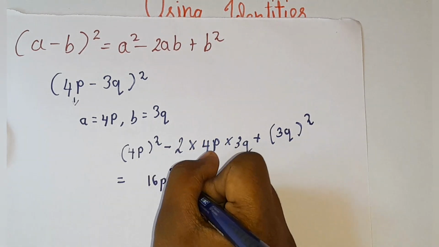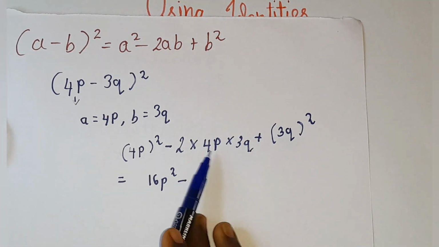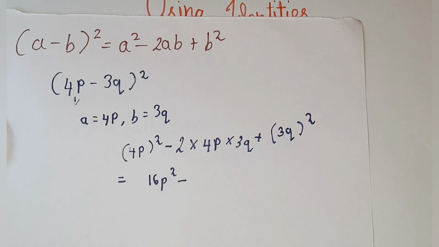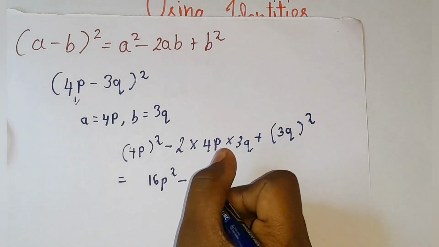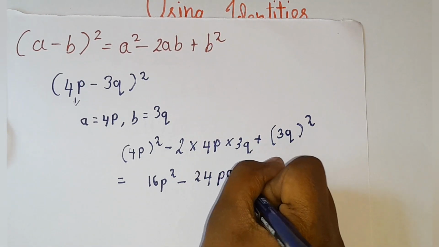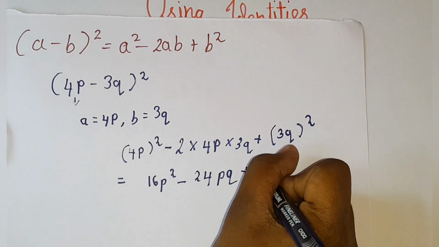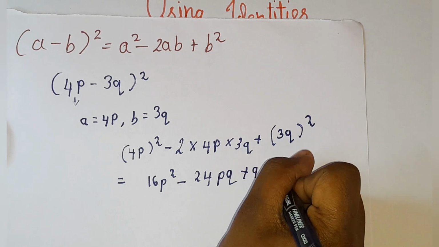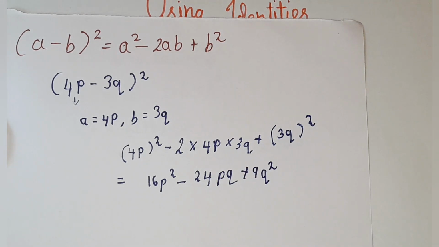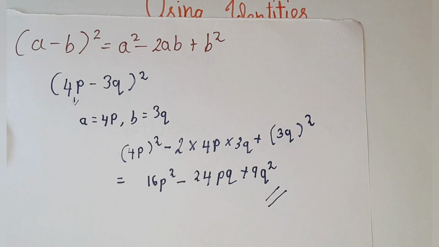16p square minus 4 2s are 8, or we can multiply it, 4 3s are 12, 12 2s are, or we can multiply 4 2s are 8, 8 3s are 24. Then pq, because p into q is pq, plus 3q the whole square, 3 square is 9, then q square means q square, if we simplify also it is q square. So this is the answer for this subdivision. I hope you guys are clear in this.